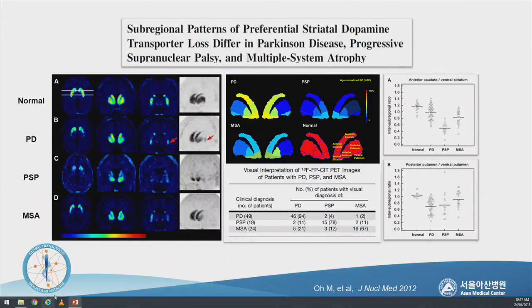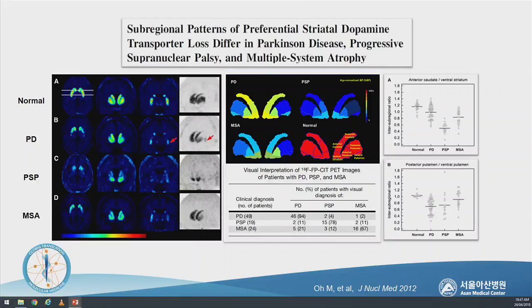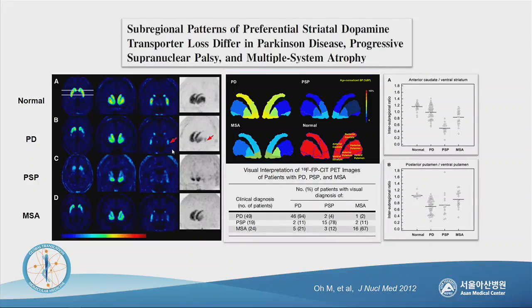So these pictures show percent BP of striatal subregions of Parkinson's disease, PSP, and MSA compared to age-matched normal controls in our previous study. Using this subregional pattern, we can visually detect 78% of PSP and 67% of MSA with FP-CIT PET.